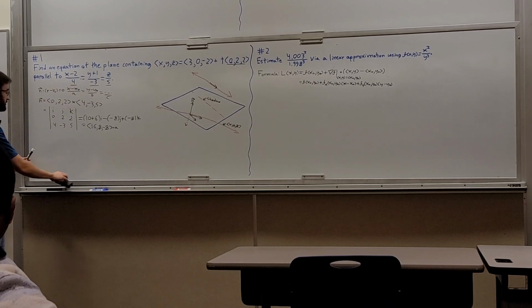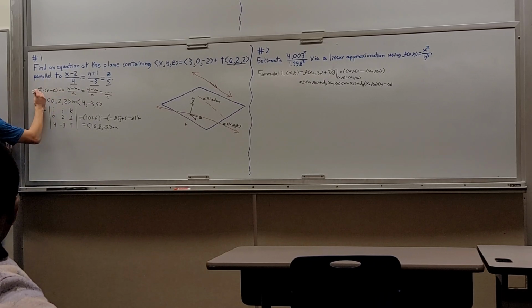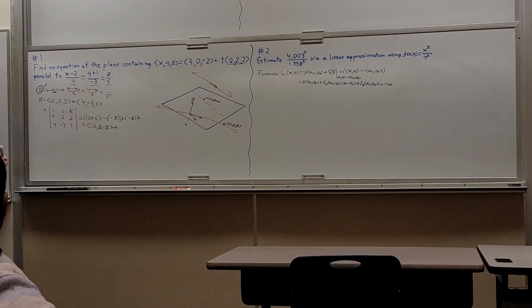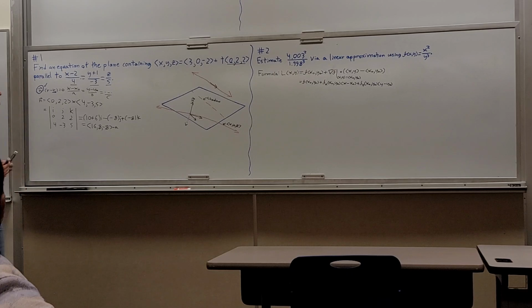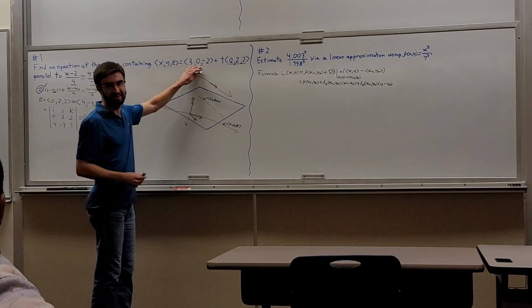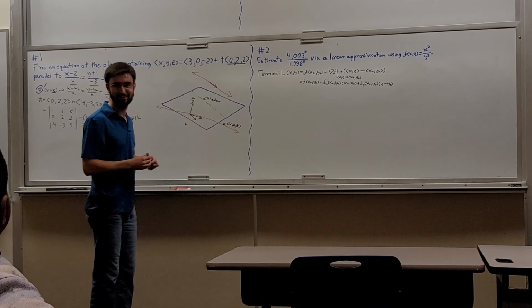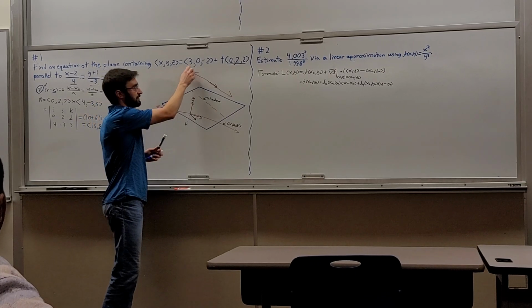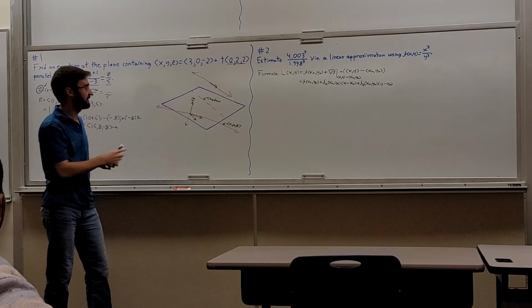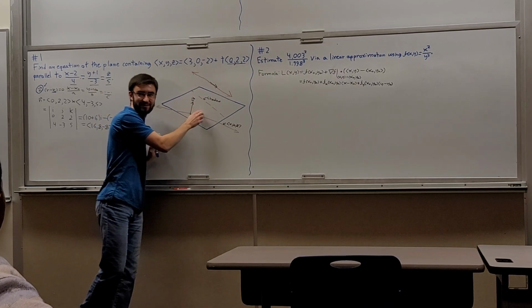So now we just need this R naught. We've got this guy, now we need the R naught. So we just need a point that is on the plane. Fortunately, this line's on the plane, so 3, 0, minus 2 is also on the plane, because if you plug in t equals 0, you get 3, 0, minus 2, which is a point on this line. The line's on the plane, so that point's on the plane.